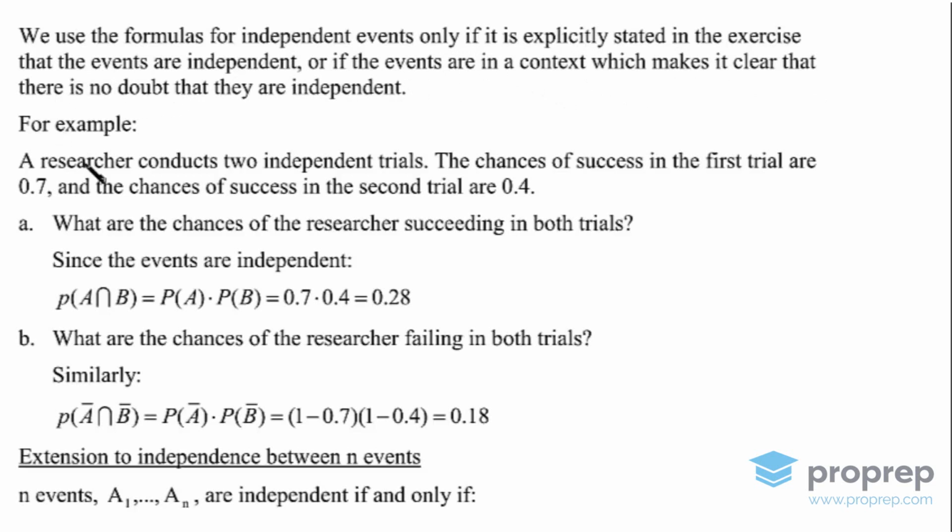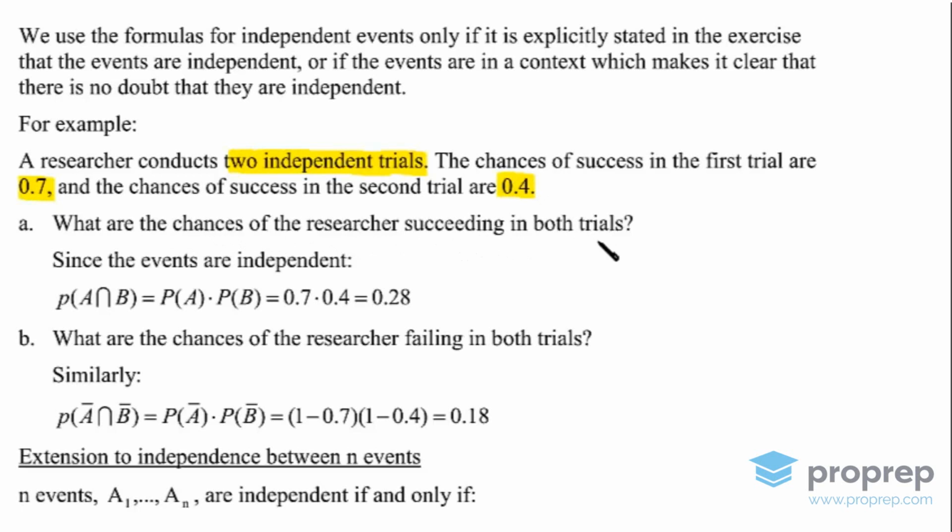Let's take an example. A researcher conducts two independent trials. The chances of success in the first trial are 0.7, and the chances of success in the second trial are 0.4. So again, we have two independent trials, and the probability of success in the first trial is 0.7, and the probability of success in the second trial is 0.4. Now we're asked, what are the chances of the researcher succeeding in both trials?